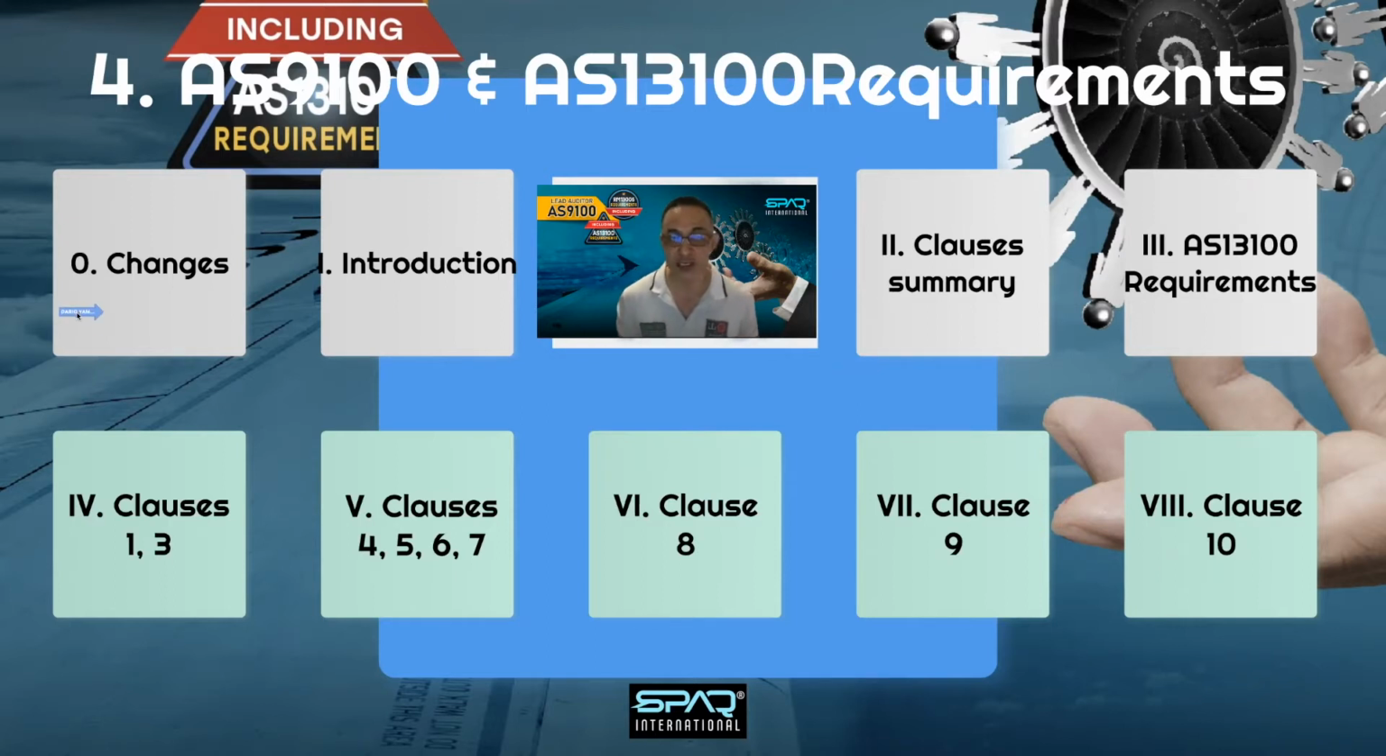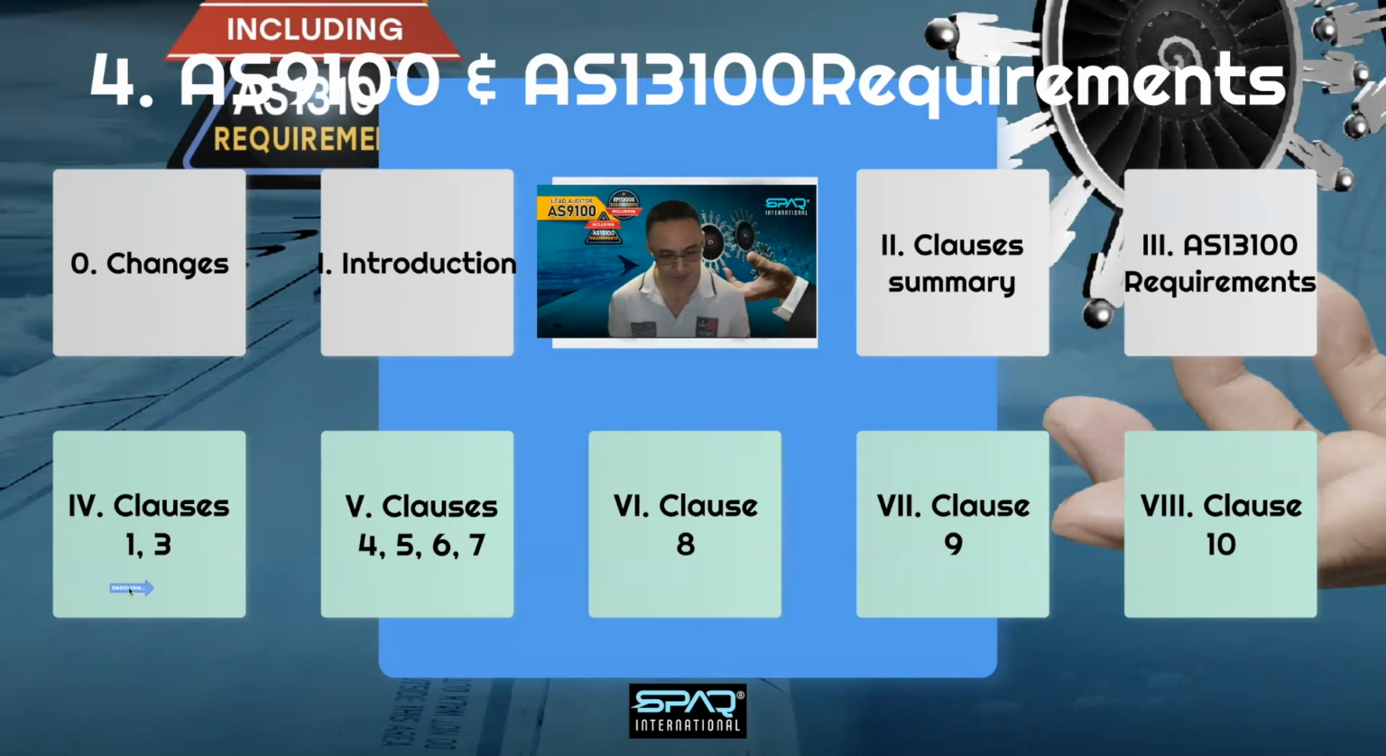We will talk about changes from revision C to revision D of AS9100, a small introduction. We will talk about a summary of all the AS9100 clauses, and then we are going to talk about AS13100 requirements. This section also includes how these requirements are related to other standards, not only AS9100 and AS9145. We have other standards related to AS13100, and that's what I explained during that section.